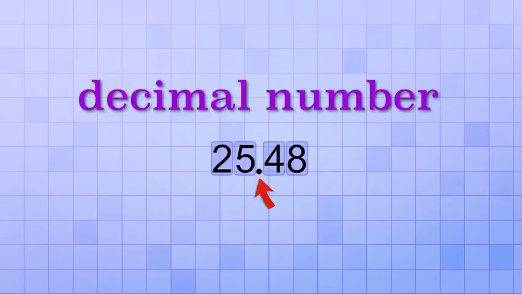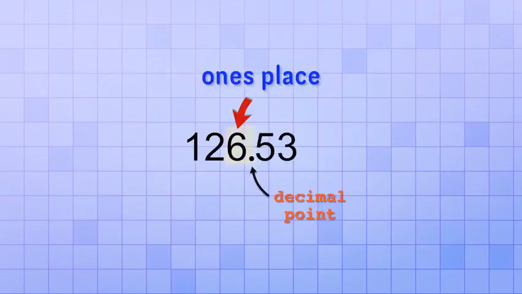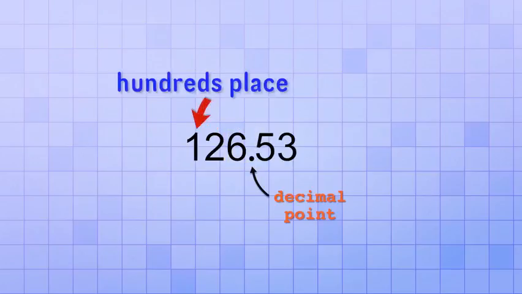And the decimal point helps us quickly recognize which digit is in the ones place. For example, if you see a sequence of digits like this, 126.53, you can tell right away that the digit 6 is in the ones place because it's immediately to the left of the decimal point. That means this 2 is in the tens place, and this 1 is in the hundreds place.